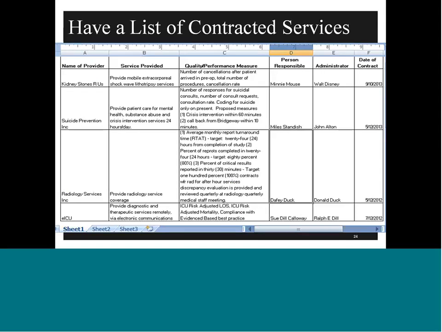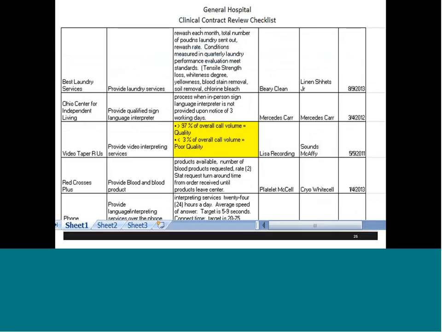With each of these, you can see what the performance measure was. For the service that was providing lithotripsy, they measured the number of canceled procedures after the patient arrived, meaning that they hadn't done a good job at doing all the pre-op work before, the total number, cancellation rates, etc. Here is laundry service, videotaping, their blood, Red Cross. They have phone interpreting services and live interpreting services.